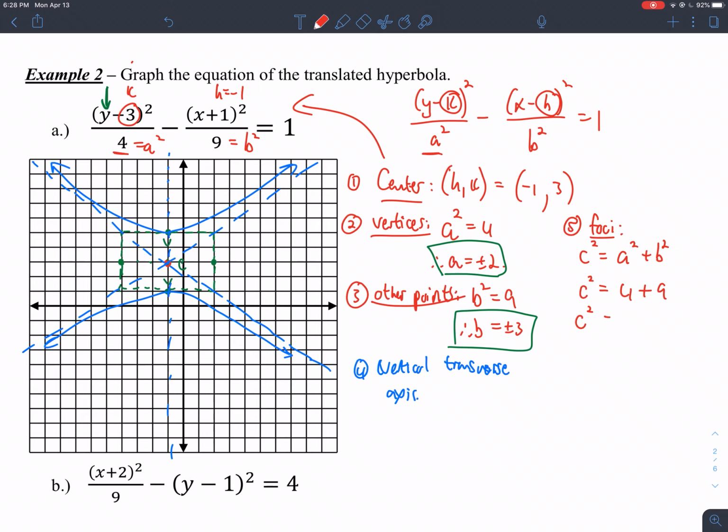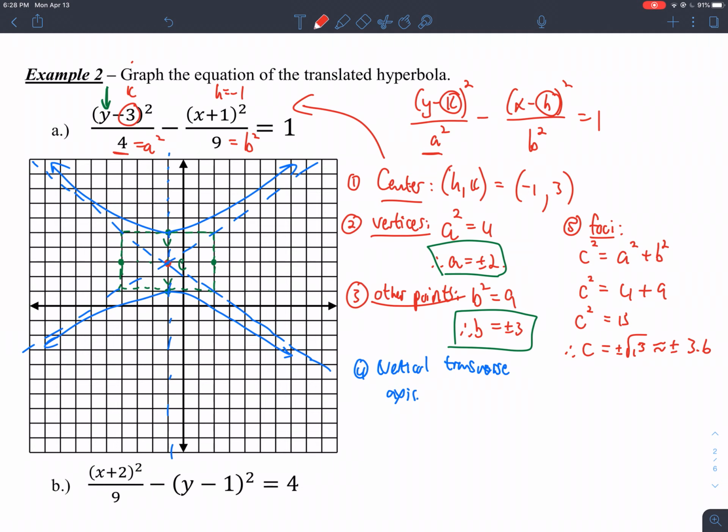So c squared is 13. So that means c is, if you take the square root, plus or minus root 13, which is approximately plus or minus 3.6. Okay? And what that means is, again, you go 3.6 units away from the center on the transverse axis. So foci are inside your hyperbola. Foci must be here and here because they must be embraced by the hyperbola, in the middle of the hyperbola. And they're also on the transverse axis.